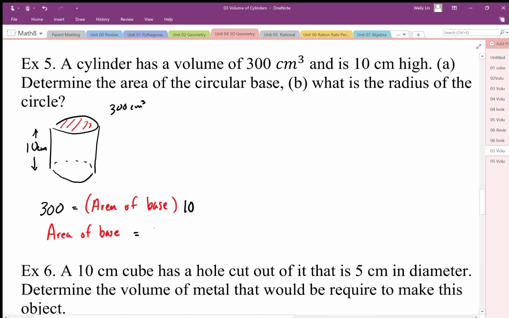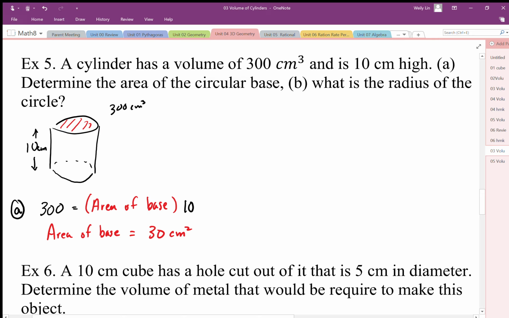So this works out to be 30 centimeters squared. Just keep that in red actually. So that area that I've shaded here, there's 30 squares in that area. So that's part A. We just need to undo that calculation to get the area of the base.